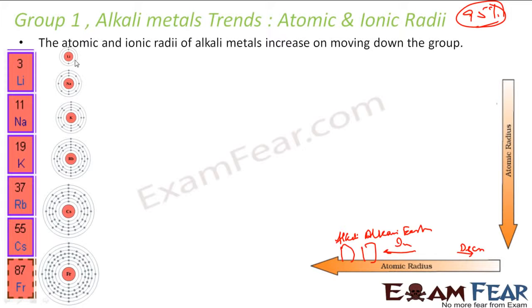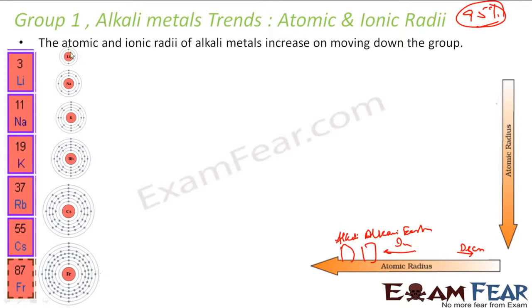You see the shape of lithium, the configuration is 1s2 2s1. So the first shell has two electrons, and then the second shell has 1 electron. For this one, if you see, 1s2 and then 2s2 2p6, so the second shell has 8 and the third one has 1 electron. The moment you go down the group, the number of shells increases and the size increases.